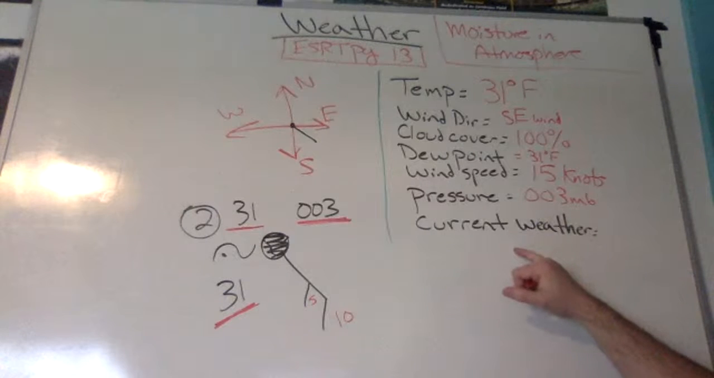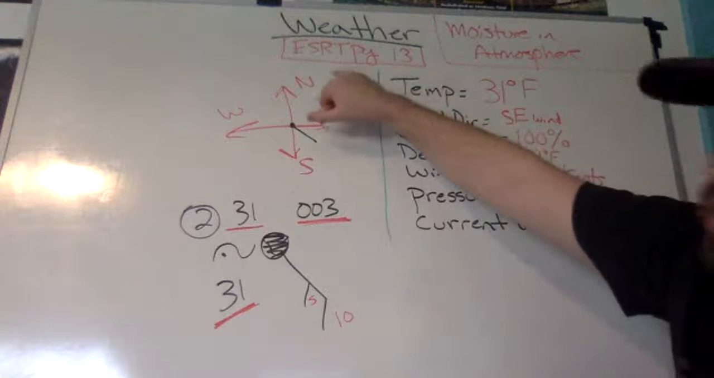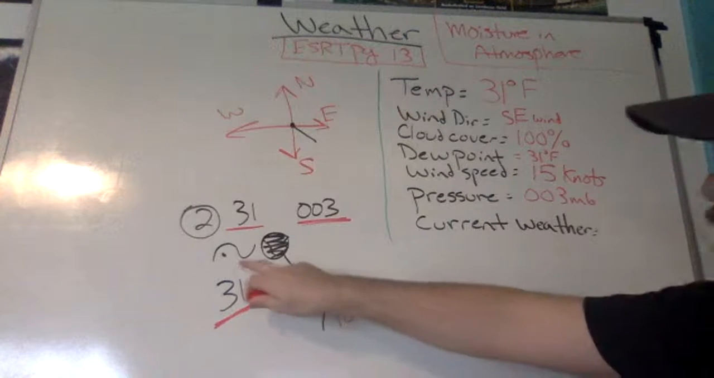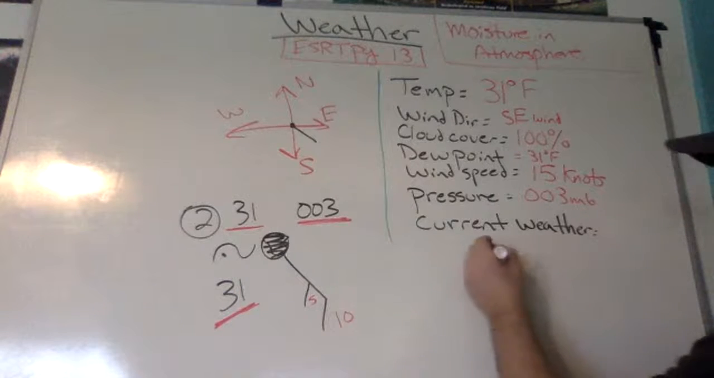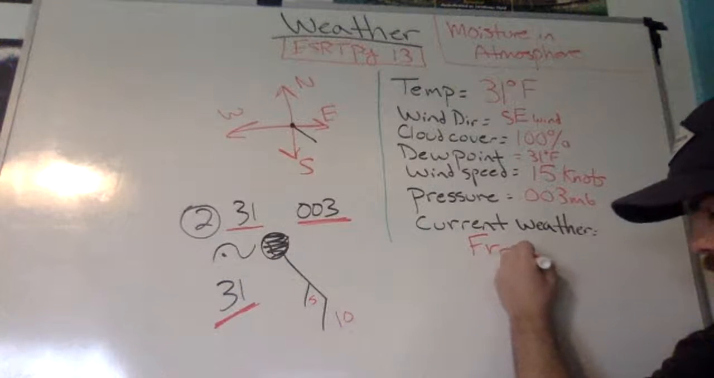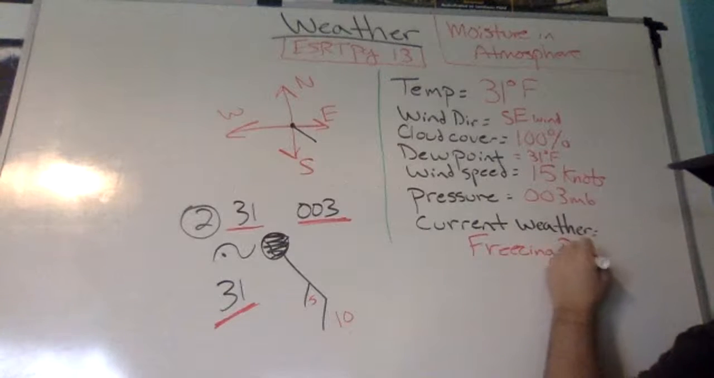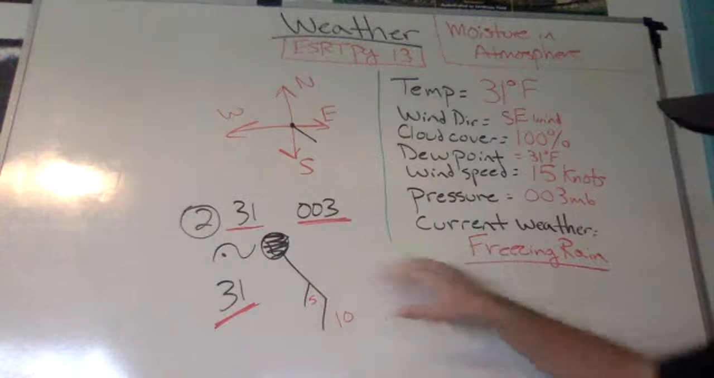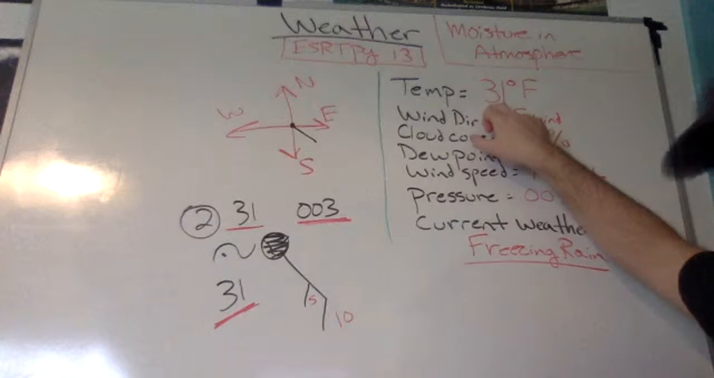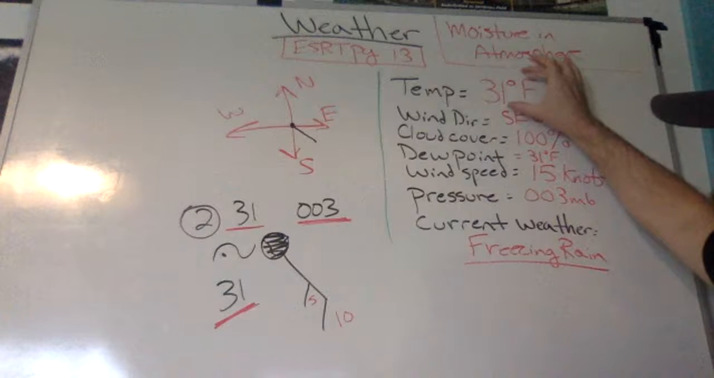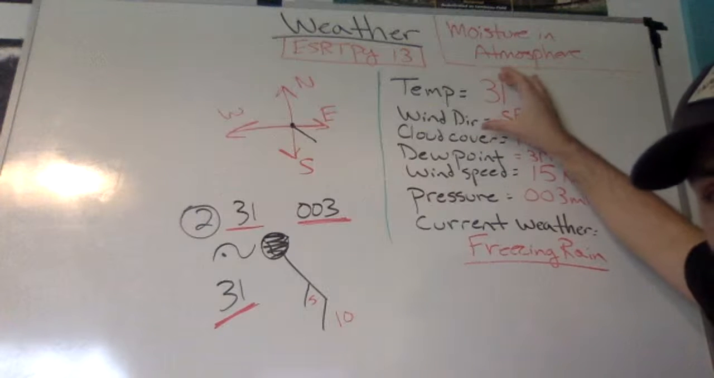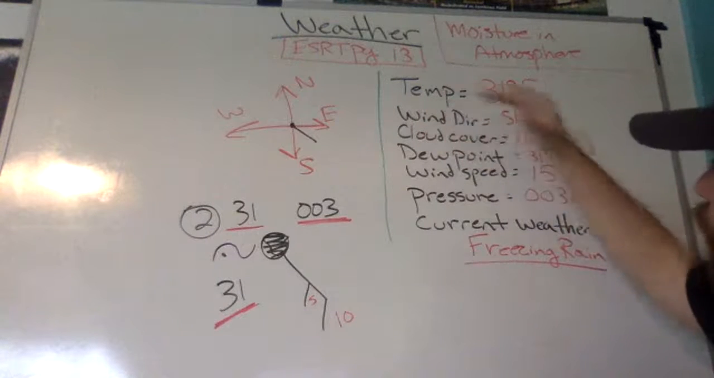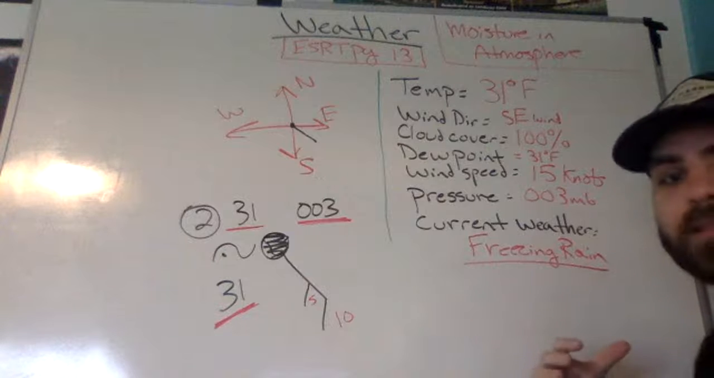Now the current weather. This comes right out of Earth Science Reference Table, page 13. We look down, we try to find this symbol, and you'll see that it's freezing rain. All right. So for this one, the freezing rain, you go outside, it's cold. It's basically just below the freezing point because remember, 32 degrees Fahrenheit is freezing. So that rain is going to be freezing rain. It's freezing as it's coming down to the ground.